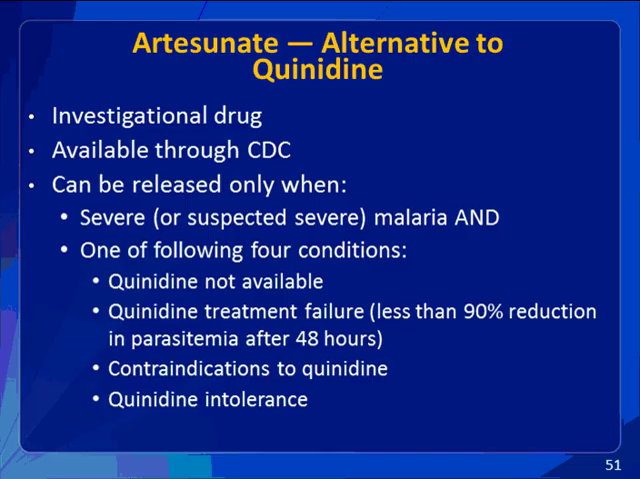As I mentioned in the previous slide, quinidine is the only FDA-approved drug for the treatment of severe malaria. However, there is an alternative drug called artesunate, which is available through CDC under an investigational new drug protocol. The drug can be released under specific criteria when the patient has severe or suspected severe malaria, and one of the following 4 conditions is met. Quinidine is not available. The patient fails quinidine treatment, defined as a less than 90% reduction in parasitemia after 48 hours. The patient has contraindications to quinidine, or the patient develops some of the quinidine toxicities.